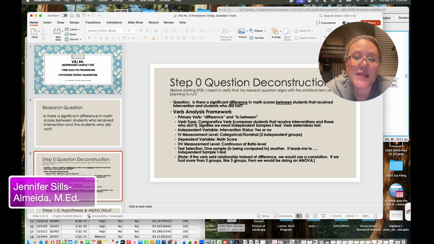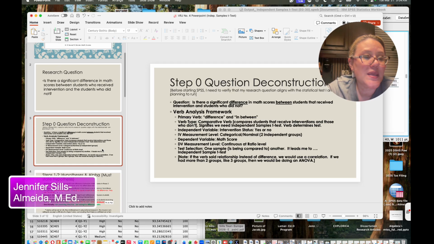The intervention status, yes or no, would be the independent variable. It is categorical because it's nominal and it has two independent groups. The dependent variable is math score, and the DV measurement, so dependent variable math score, is continuous at the ratio level. The test selection would be one sample, so it's being compared to another, so that's an independent sample t-test.